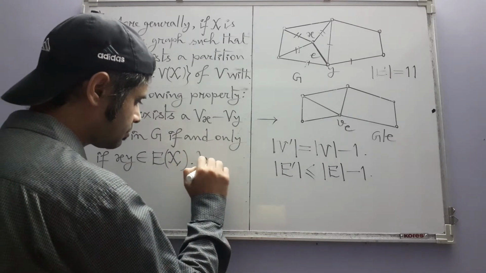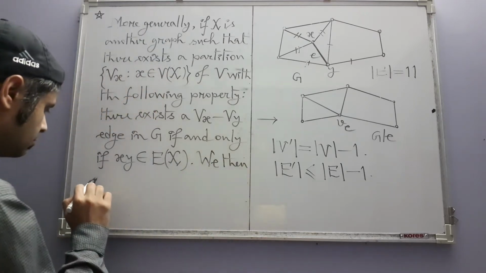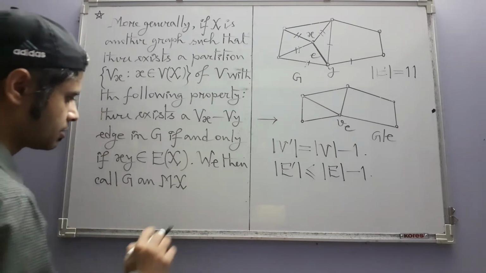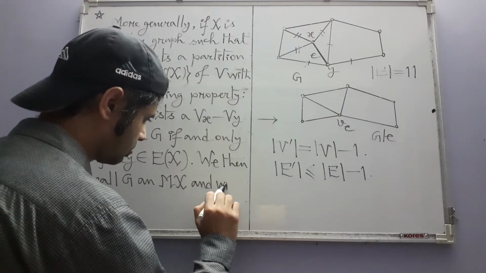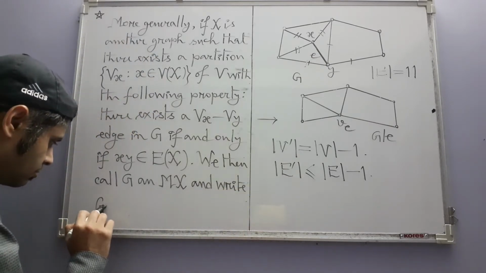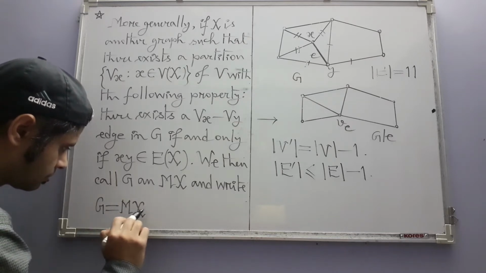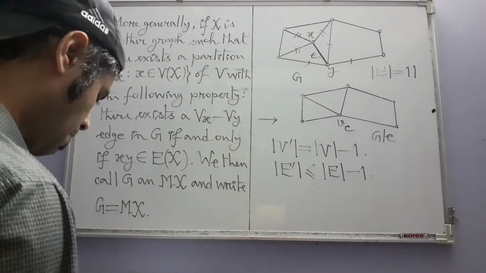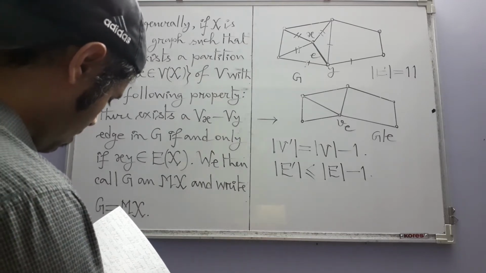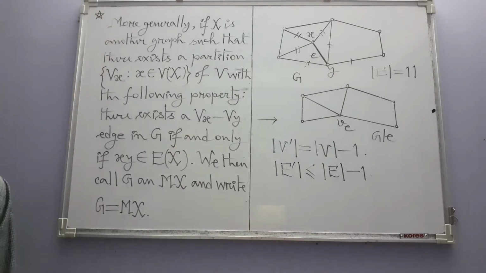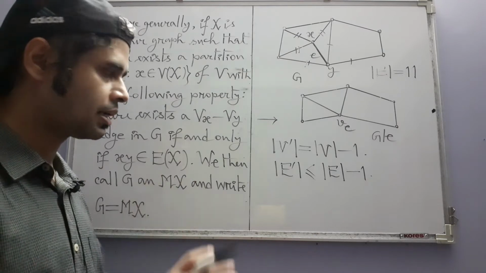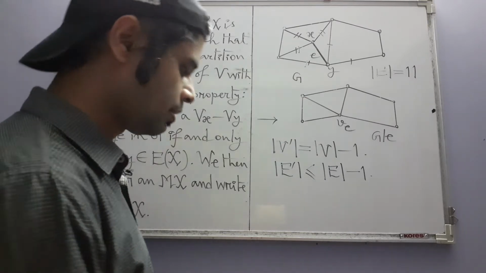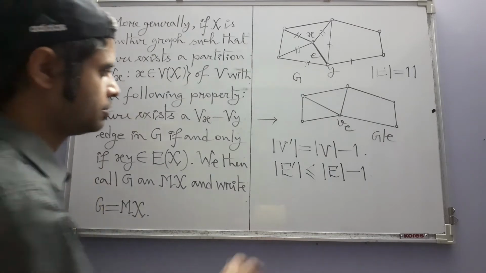We then call G an MX and write G equal to MX. Okay, now suddenly what is this? This is difficult to understand by drawing schematic diagrams, general diagrams like that. We will take an actual example. And what does this new thing have to do with contractions?